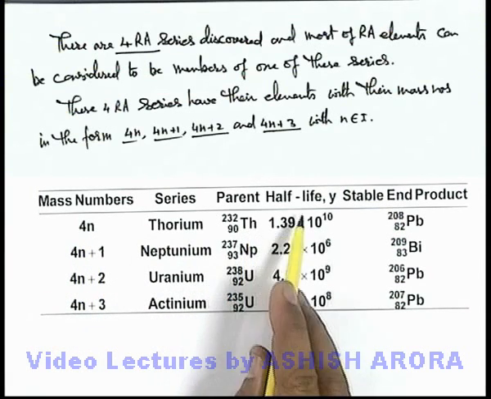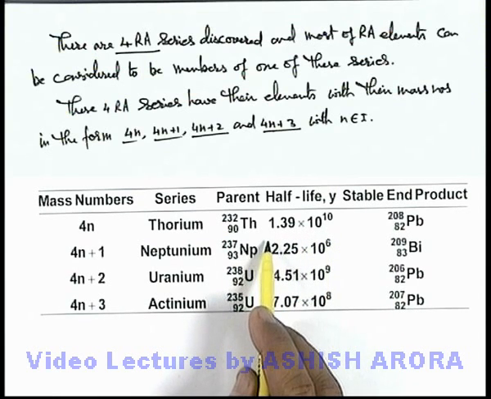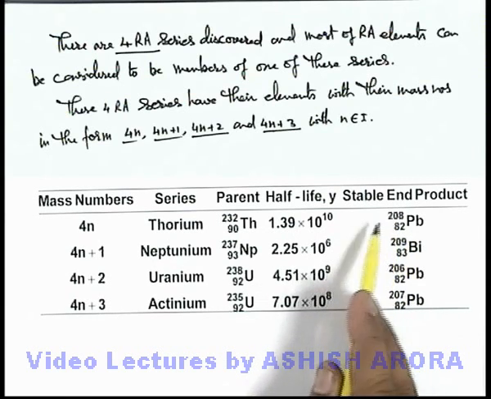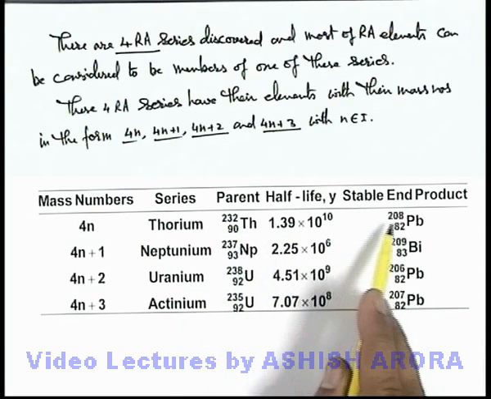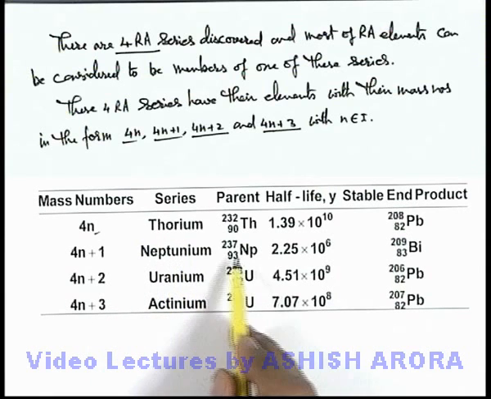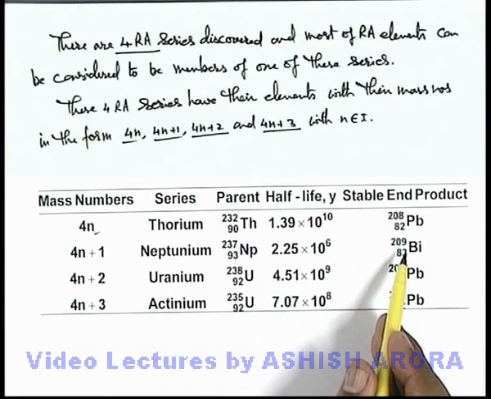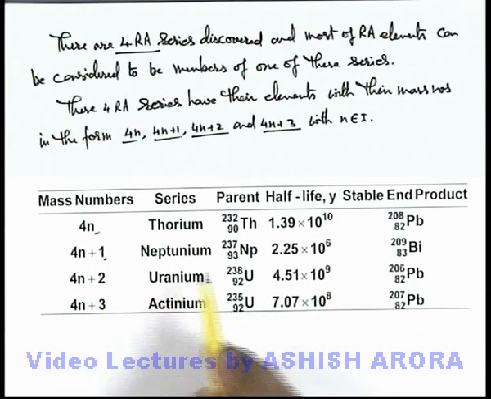The half-life of thorium is given as 1.39 times 10 to the power 10 years. And the end product of the series is lead-208. Again, all the intermediate products as well as the end and parent products can have their mass numbers expressed in the form of 4n. Similarly, the neptunium series, which starts with the parent nucleus neptunium, all the mass numbers of the elements in the series can be expressed in the form of 4n plus 1. Similarly for the uranium and actinium series.